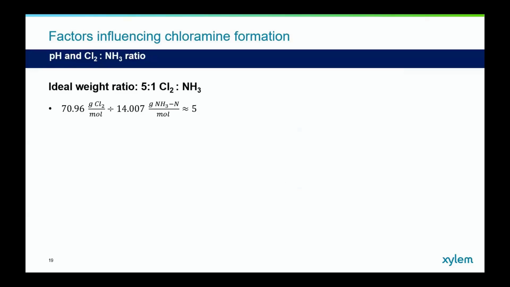Factors that influence which form of chloramine is formed are pH and the chlorine to ammonia ratio. To target monochloramine, an ideal weight ratio of 5:1 chlorine to ammonia is targeted, based on the ratio of the molecular weight of chlorine to ammonia. 1 mole of chlorine reacts with 1 mole of ammonia to form 1 mole of monochloramine.